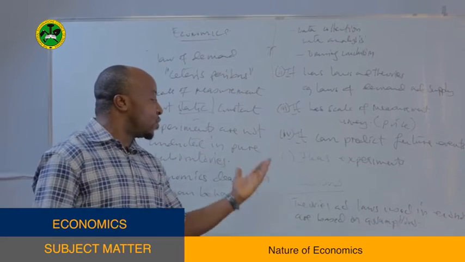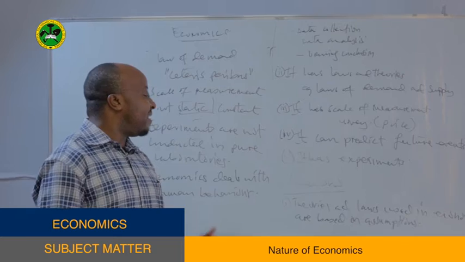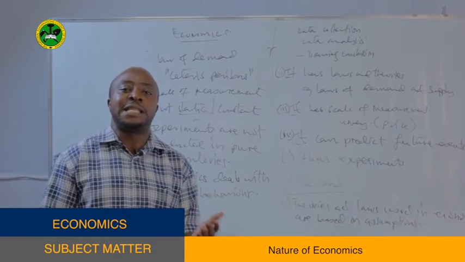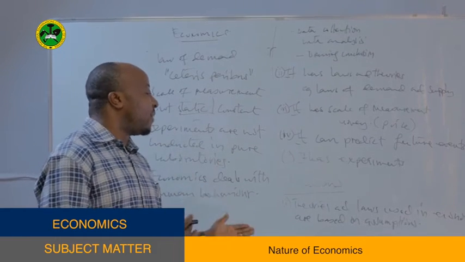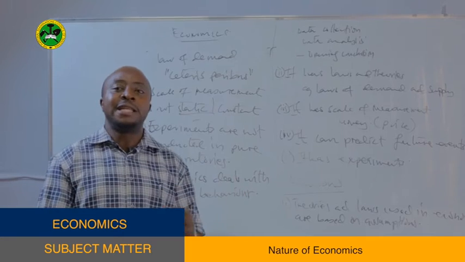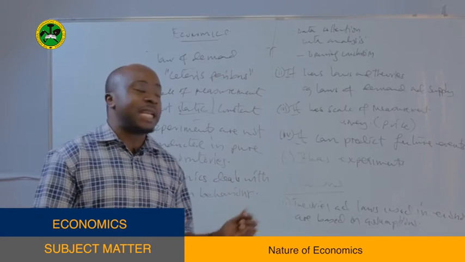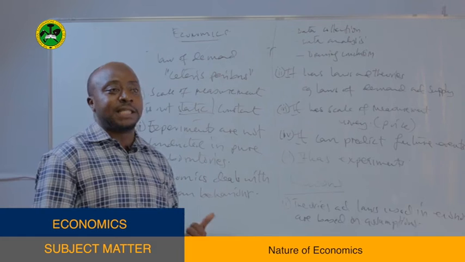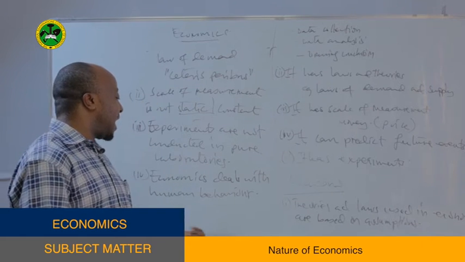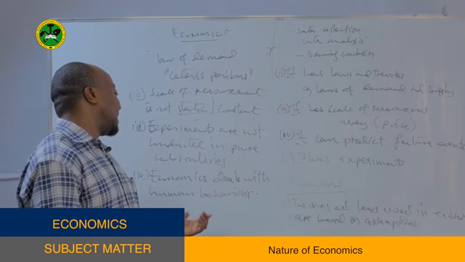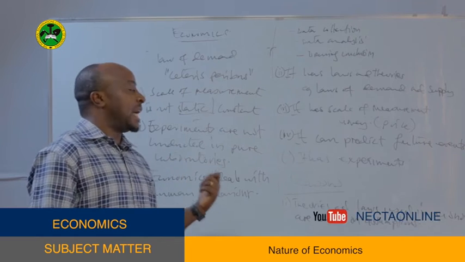Behaviors of individual consumers, individual producers, behavior of the government and others. For that case, these behaviors are not uniform, they change from time to time. Then that is why economics is considered not a pure science. Now, these are the reasons why economics is considered not a pure science.